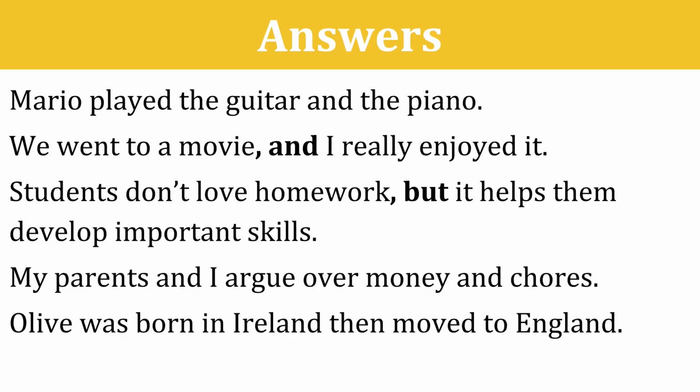The next sentence reads, my parents and I argue over money and chores. My parents and I, obviously we have 2 aspects of the subject, but we don't have 2 main clauses that we're pulling together. My parents and I argue over money and chores. Even though you have money and chores, those again aren't separate main clauses. It's just a single main clause with different items. Olive was born in Ireland, then moved to England. Olive was born in Ireland is a main clause, but then moved to England is lacking that subject. So again, this is not a compound sentence where we would need to add a comma and a coordinating conjunction.